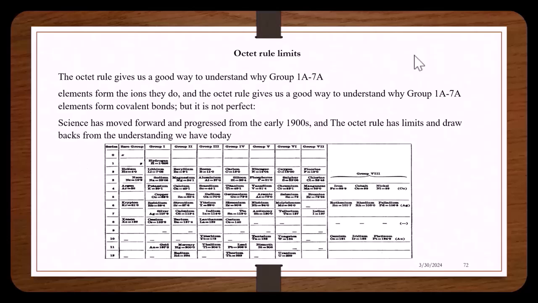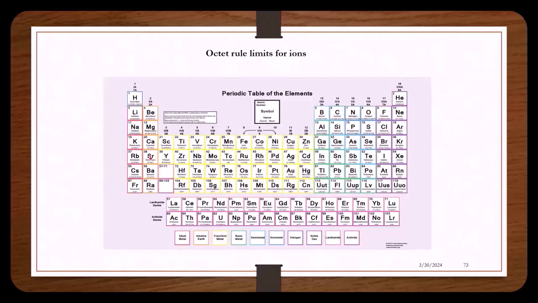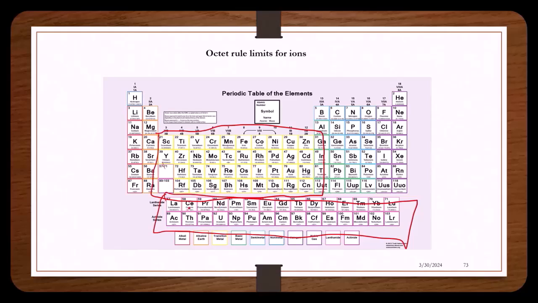This was a periodic table that was used in 1904. This may have been the arrangement of the periodic table when Gilbert Lewis formed the octet rule, if not very similar to it. When forming ions, the transition metals right here and the inner transition metals right here do not apply to the octet rule.